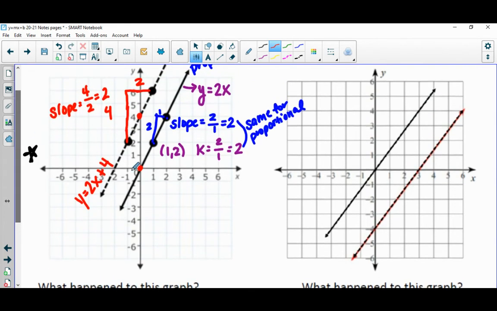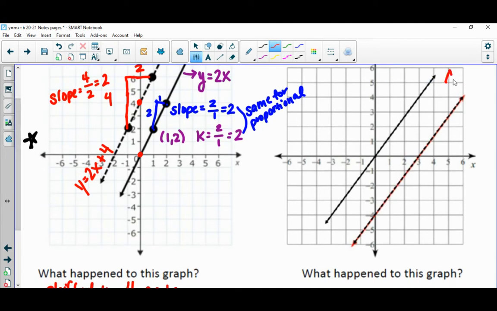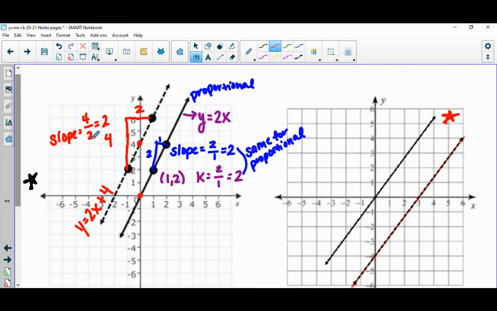Take a look over at this one. We have this dashed line that kind of looks like it's a little bit more solid. That's black. And then we have this dashed line that has a little bit of a red overlay to it. Question for you here. Would the solid or the dashed with the red be your proportional line? So you're correct if you said that it was this solid one right here. This is our proportional one.